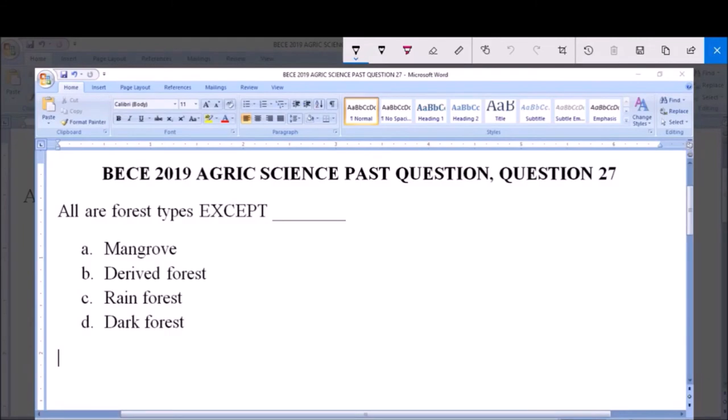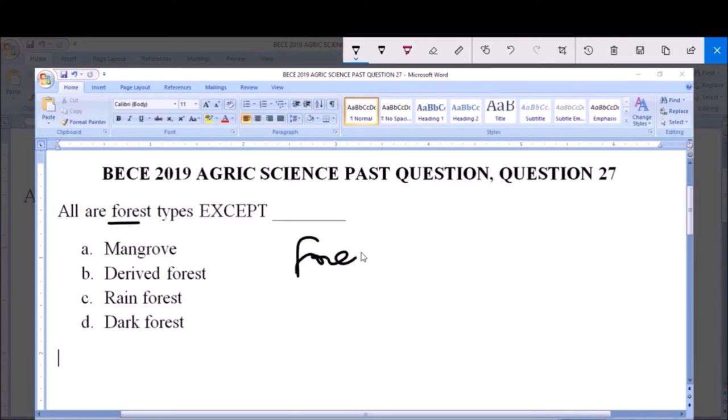All are forest types except dash. A, the mangrove. B, derived forest. C, rainforest. And D, dark forest. Now, all these are forest types except one. Before we pick which is not a forest, let's briefly understand what a forest simply means.